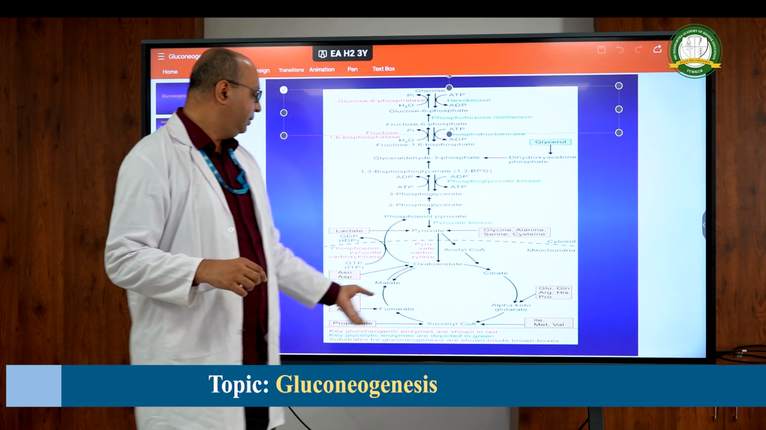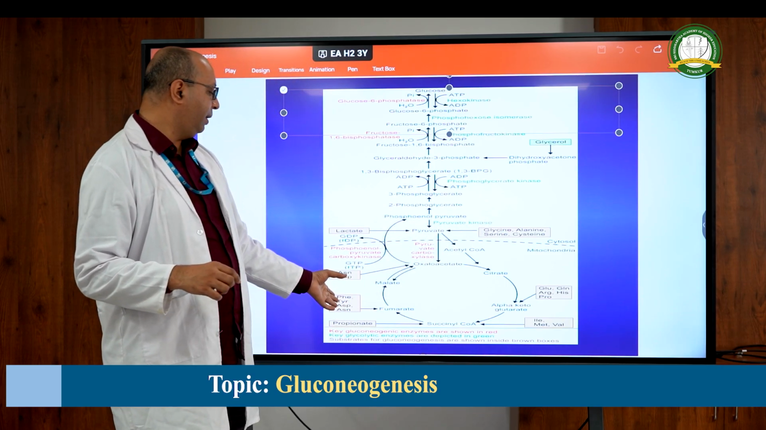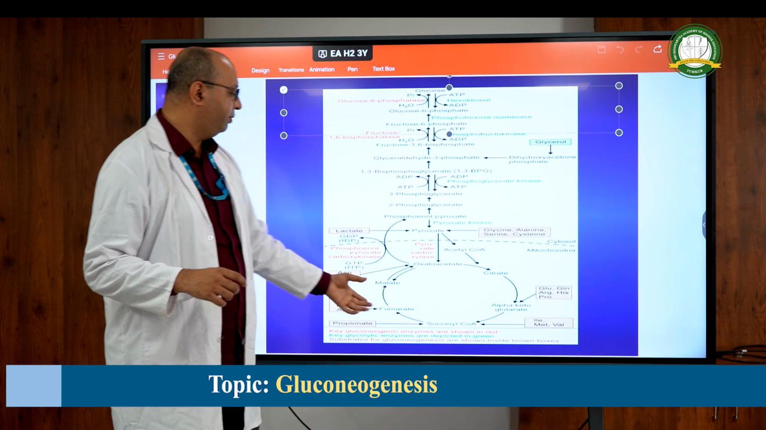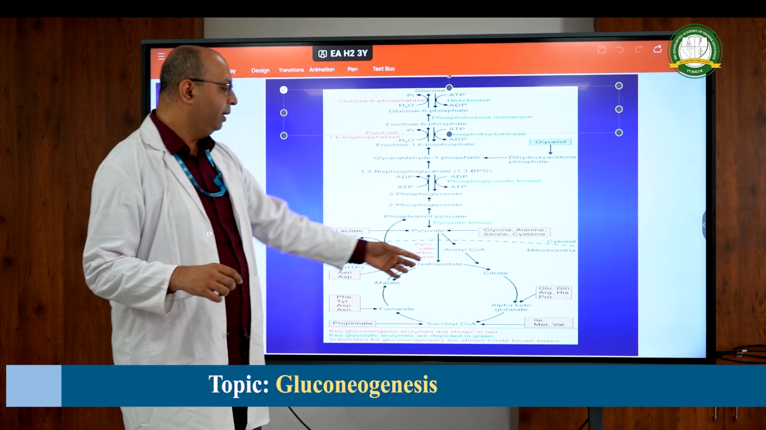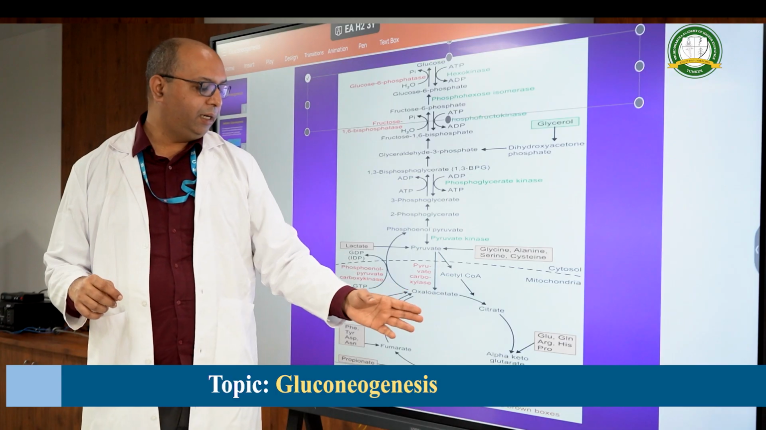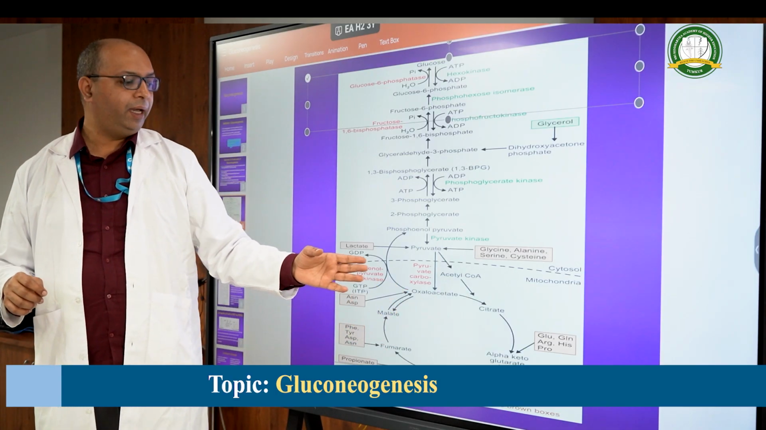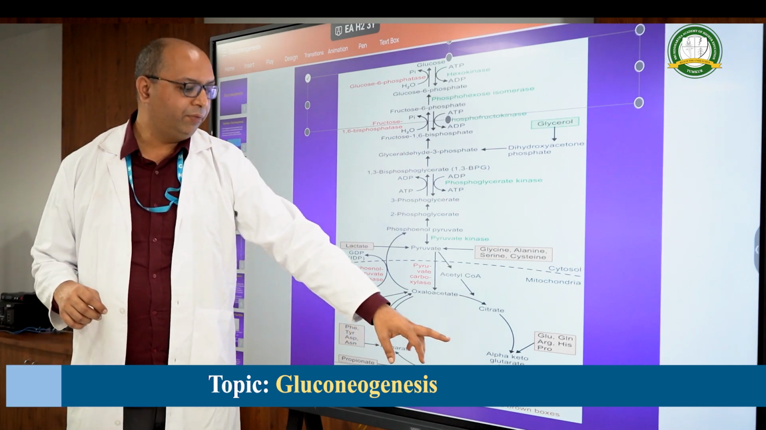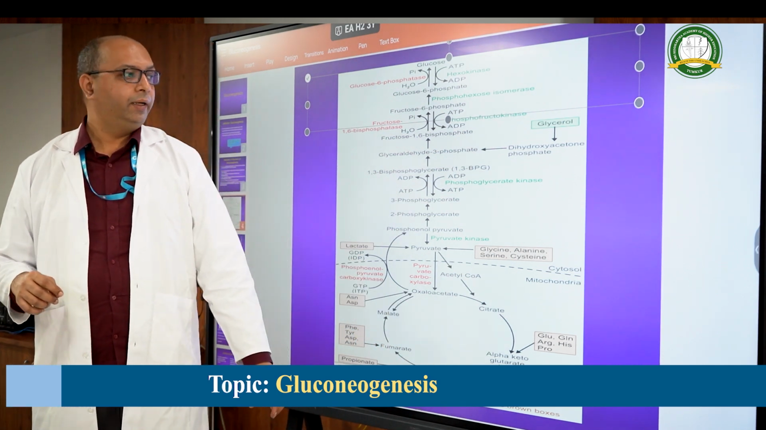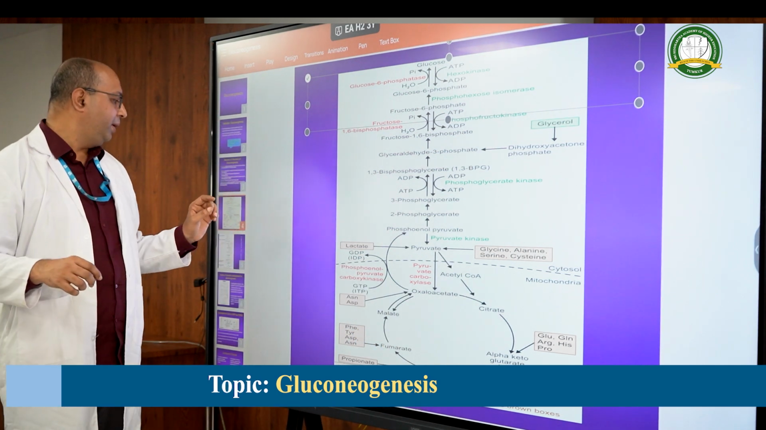And all the glucogenic amino acids except leucine, that is alanine, serine, cysteine, will form pyruvate. Phenylalanine, tyrosine, aspartate, asparagine will form fumarate. Asparagine and aspartate will form oxaloacetate. Isoleucine, methionine and valine will form succinyl coenzyme A, and glutamine, glutamate, arginine, histidine and proline will form alpha ketoglutarate. Okay, this is about gluconeogenesis.